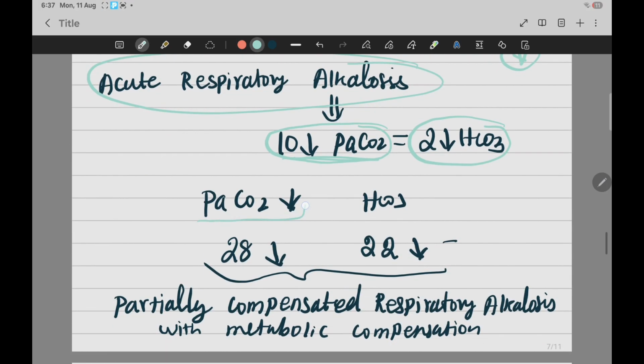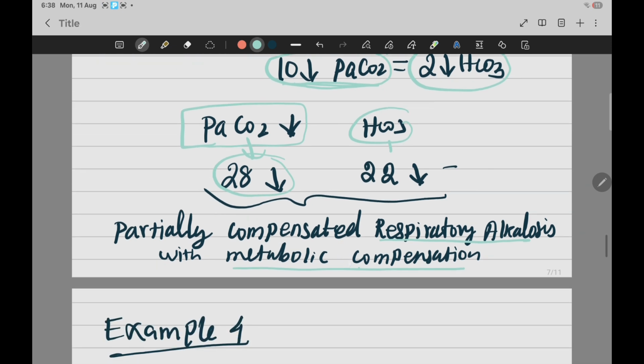So PaCO2 was less and bicarb also here 28. PaCO2 was coming down, bicarb was 22. So the final answer is partially compensated respiratory acidosis with metabolic compensation. Okay, metabolic was compensating respiratory alkalosis. Okay, I hope it is clear for you.